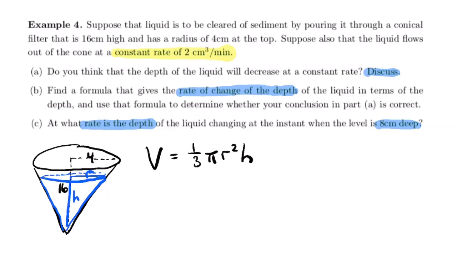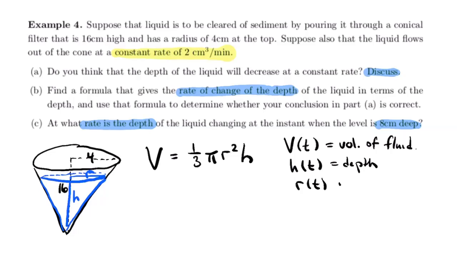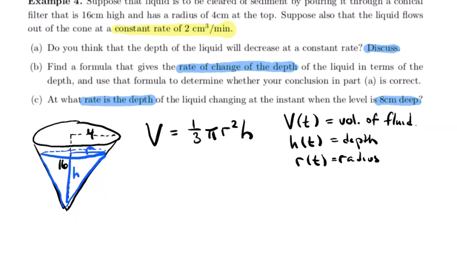So here I should label my variables. V of t is the volume of the fluid. It's changing in time. H of t is the depth of the fluid. R of t is the radius of the fluid cone. And those are all three changing, although we weren't given any information about R and we weren't asked any information about R. So we need to eliminate R. R is going to cause us trouble when we differentiate this equation because we'll have dr dt's in it. So the first thing I'm going to do is try to eliminate R.